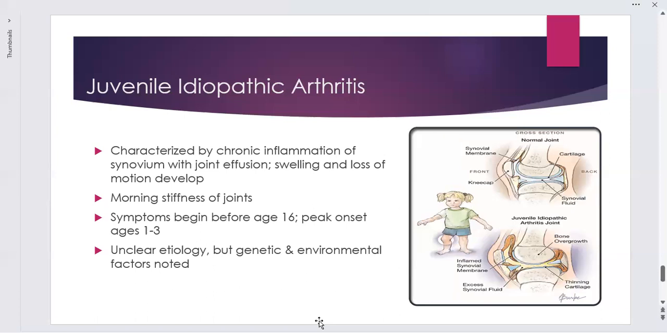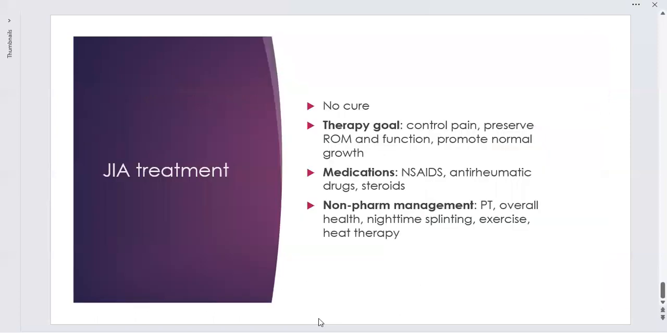We don't really understand what causes this, which is where that idiopathic nature comes from, but it is thought that we have some genetic and environmental components. Right. There is no cure. This is going to be a lifelong therapy and treatment process for this patient. Our goal is to control pain and think about optimal function. Okay. Optimal function means that we have as normal an experience as possible.